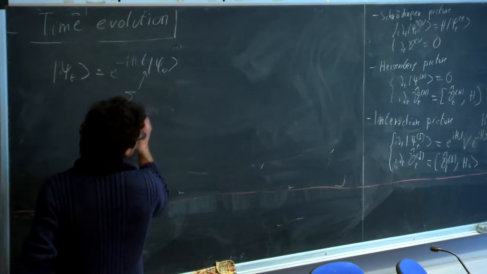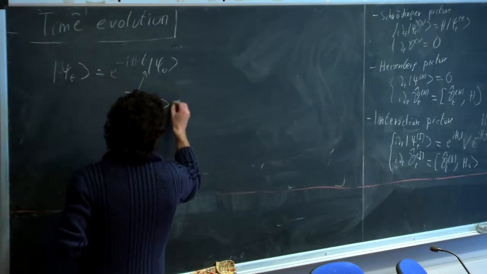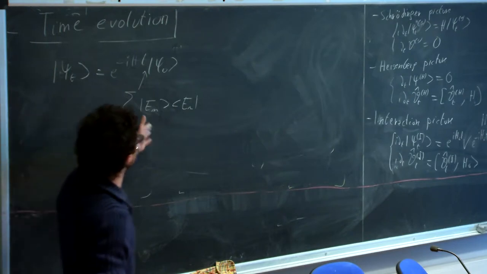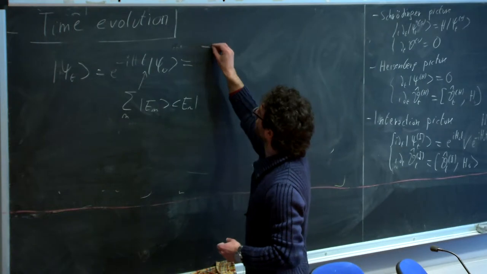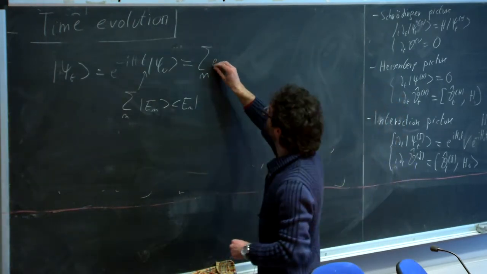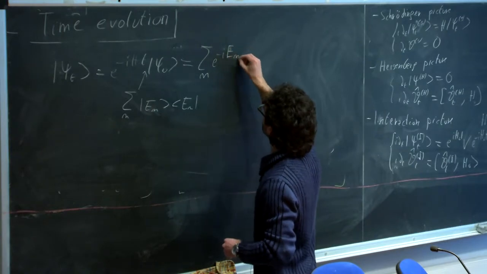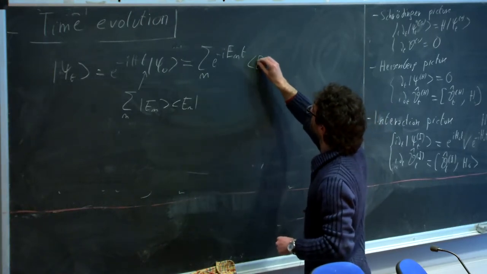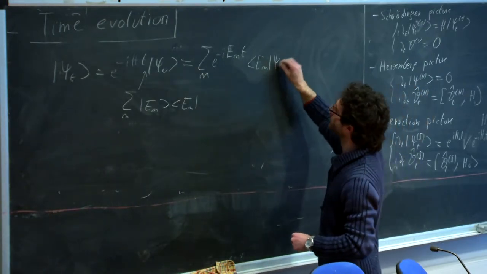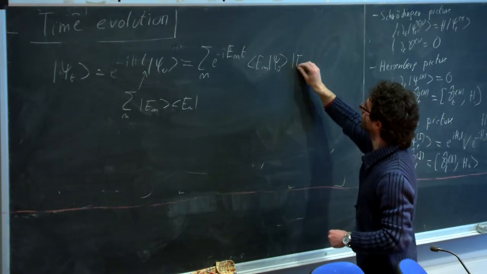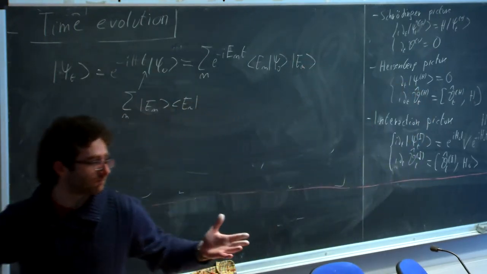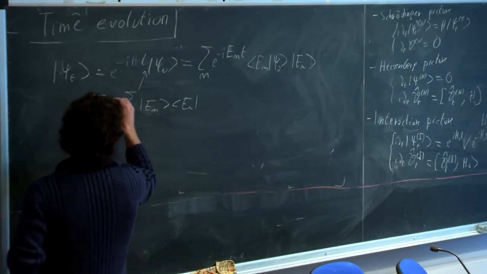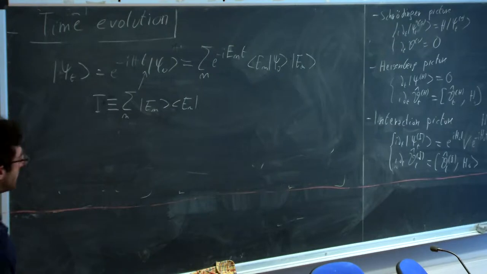So it could be convenient here to insert an identity, which is just the sum over all the states of the projector on the eigenstates of the Hamiltonian. Let's assume now that we have a discrete spectrum. So we can do something like this. What you find is that this is equal to the sum over all the eigenstates of e to the minus i E_n t times the overlap between the state and the excited state corresponding to this energy, psi zero, and here you have the eigenstate. I just inserted this identity. This is equal to one. This is the identity in the space.